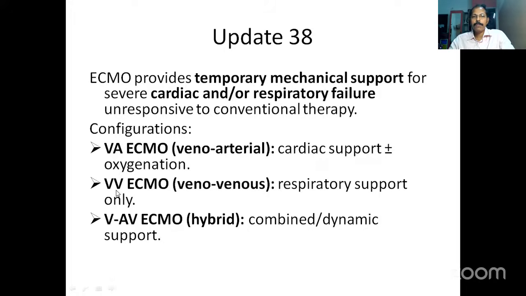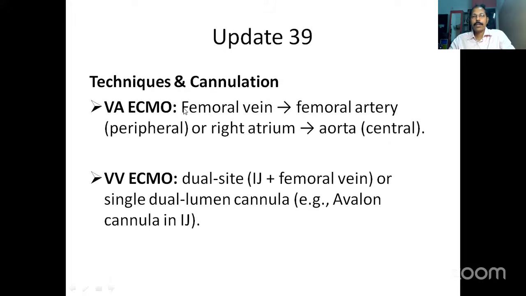And what is VV ECMO? We are taking blood from the jugular vein and giving to the femoral vein, or vice versa, for giving adequate respiratory support in respiratory failure. And this VV ECMO plays a major role in COVID illness. And we can also consider VAV ECMO as a hybrid method for a combined and dynamic support. So techniques and cannulation. VA ECMO is nothing but femoral vein to femoral artery, or the right atrium to aorta. So peripheral or central ECMO according to the types of cannulation.